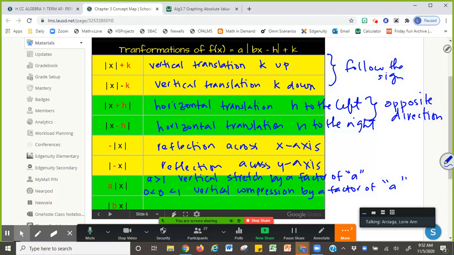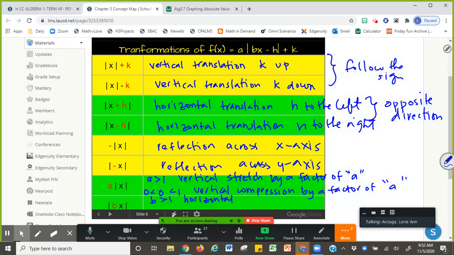So anything that's done outside the bars follows the same exact thing. They follow the sign, or if it's bigger than 1, you stretch it. If it's smaller than 1, you compress it. Okay, this is horizontal, so it's going to be the opposite. If B is bigger than 1, it's going to be horizontal.